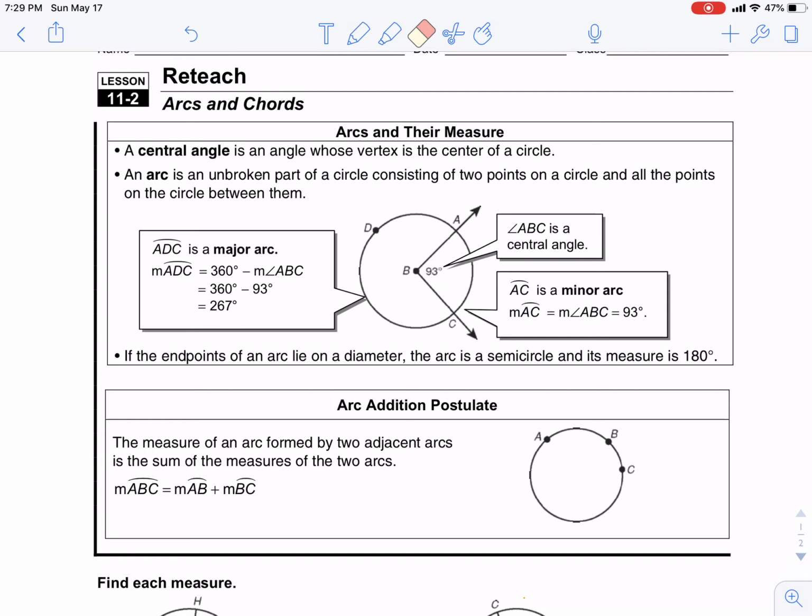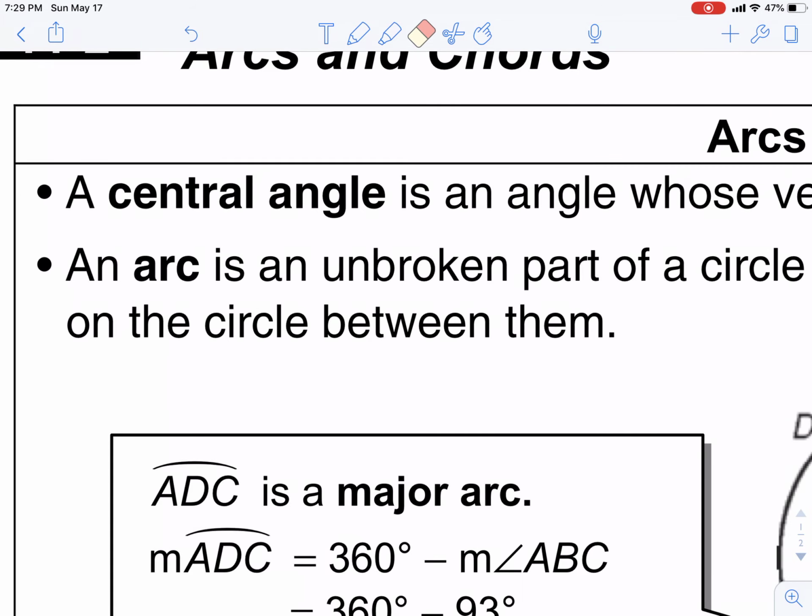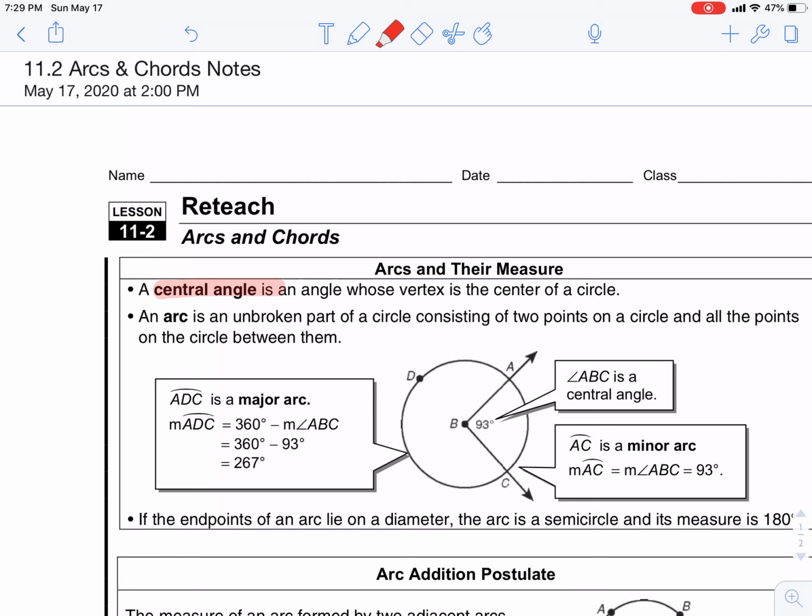Last lesson is just arcs and chords. We're going to be talking about an angle measure, central angle. Central angle is an angle whose vertex is the center of the circle.